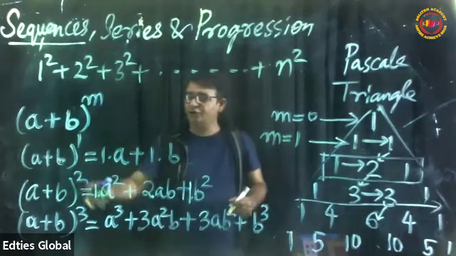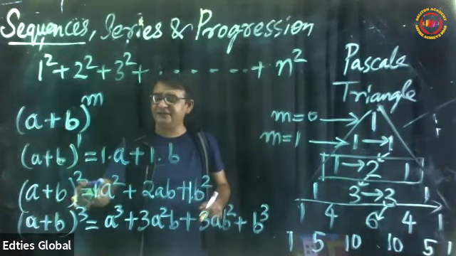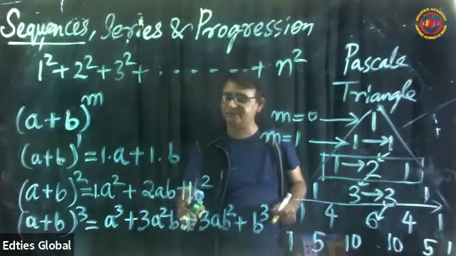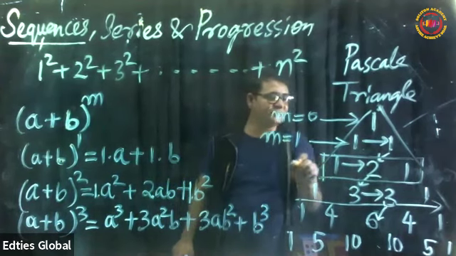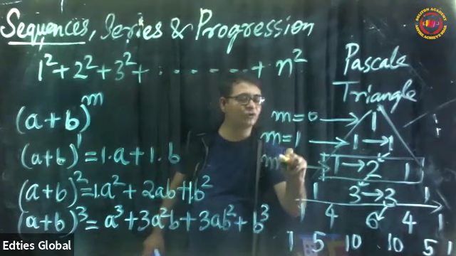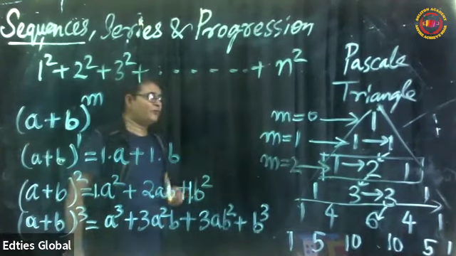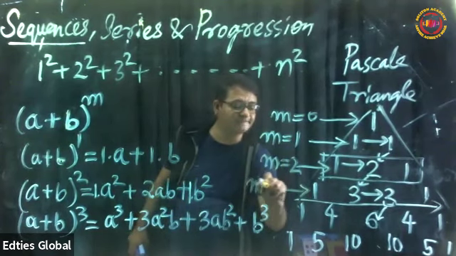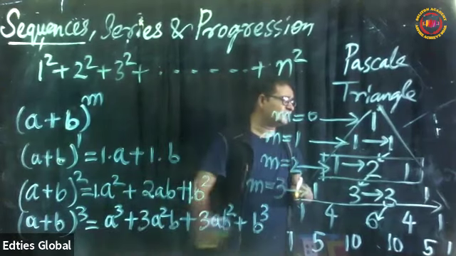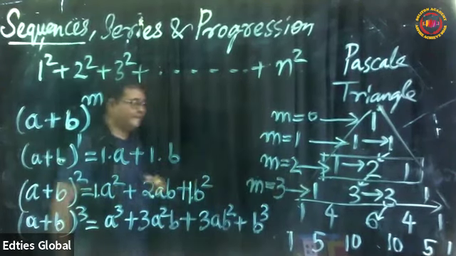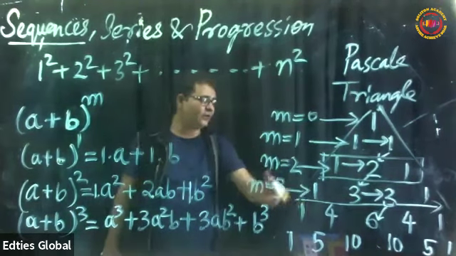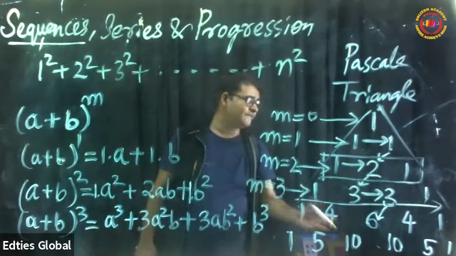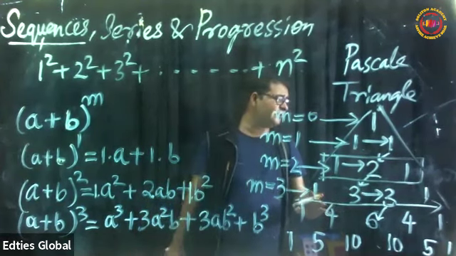Yes, sir. Now you go for the power, a plus b square. You have 1 into a square plus 2 into ab plus 1 into b square. You see this row, this is for m equal to 2. Right now I'm interested in m equal to 3. I know this is the expansion, but in case you forget, Pascal's triangle is an easy way to get m equal to 4, m equal to 5, and so on. This business is clear to you?